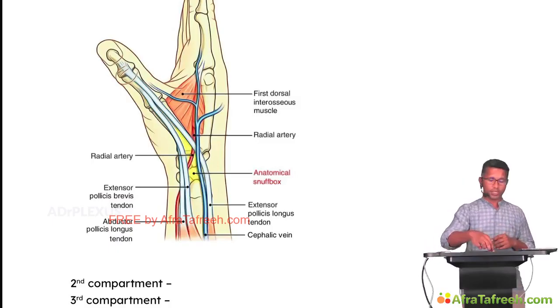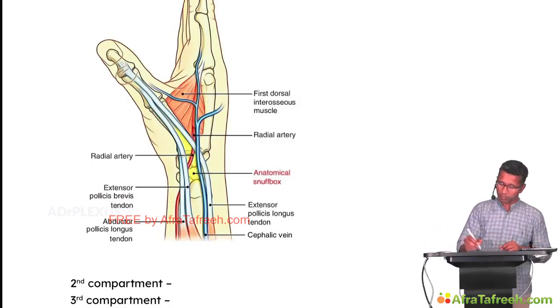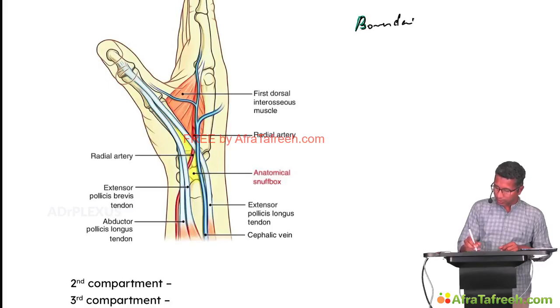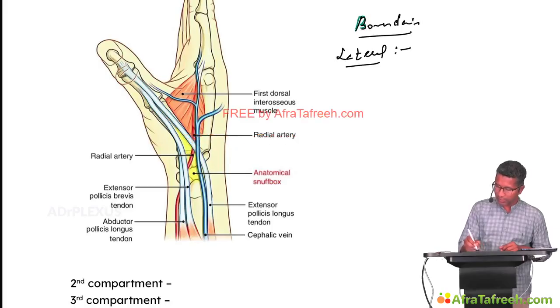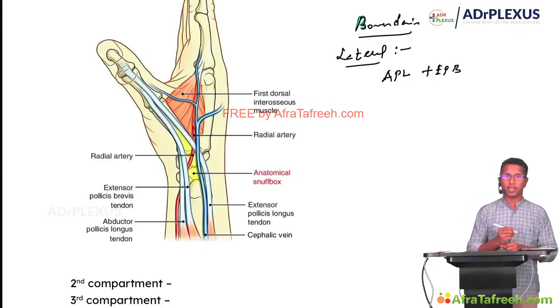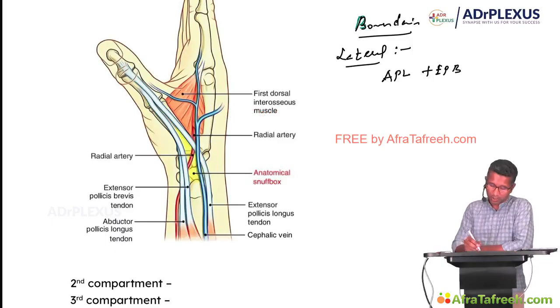The anatomical snuff box has certain boundaries, so we'll just see the boundaries of the anatomical snuff box. On the lateral side, it is bounded by two tendons again, that is the abductor pollicis longus tendon and extensor pollicis brevis tendon, which are the tendons of the first extensor compartment.